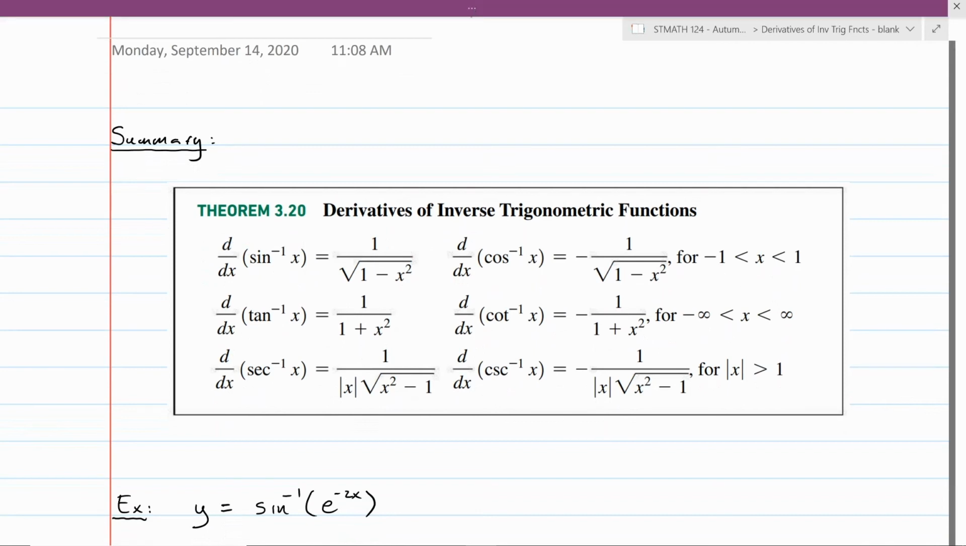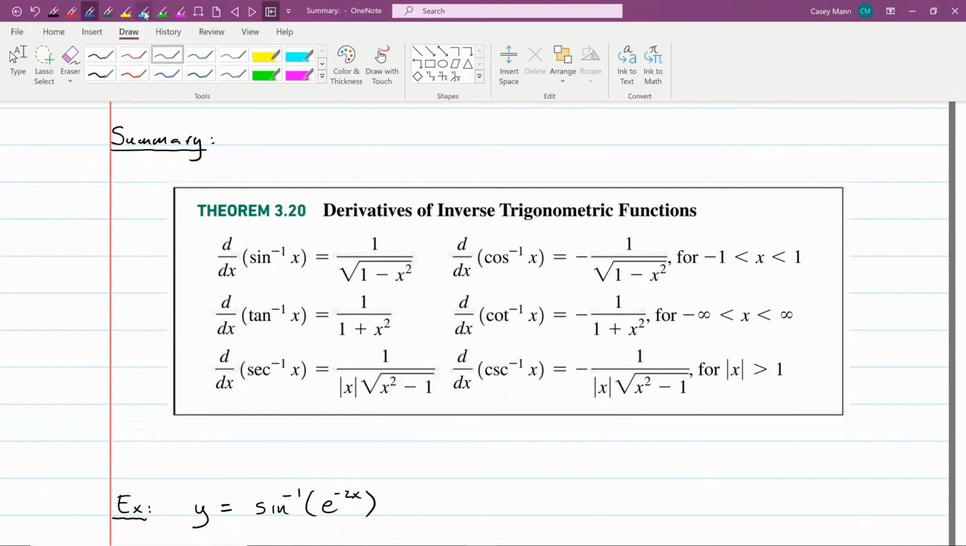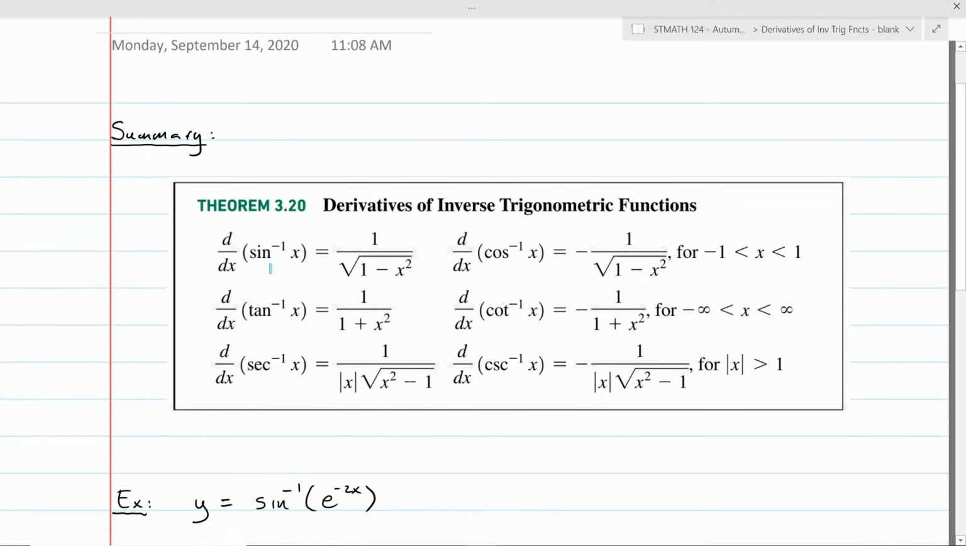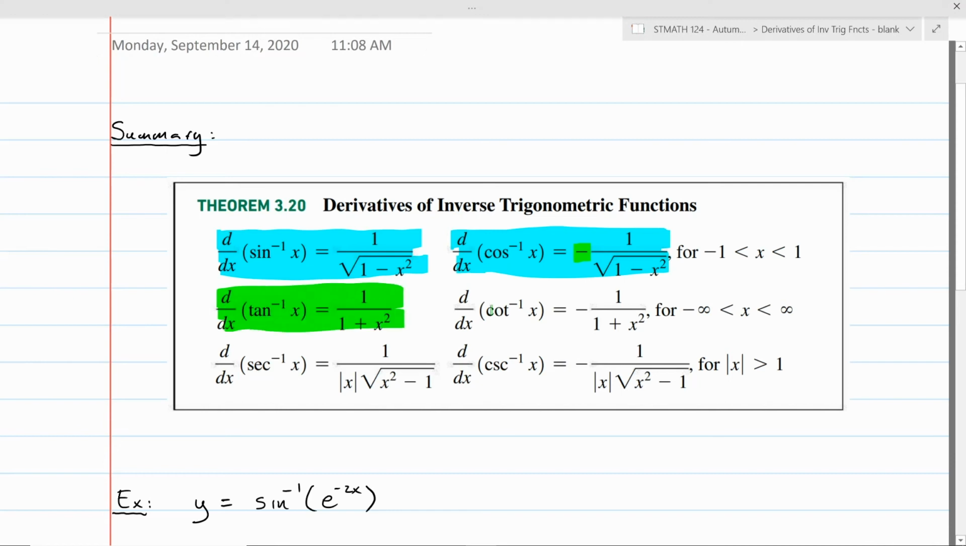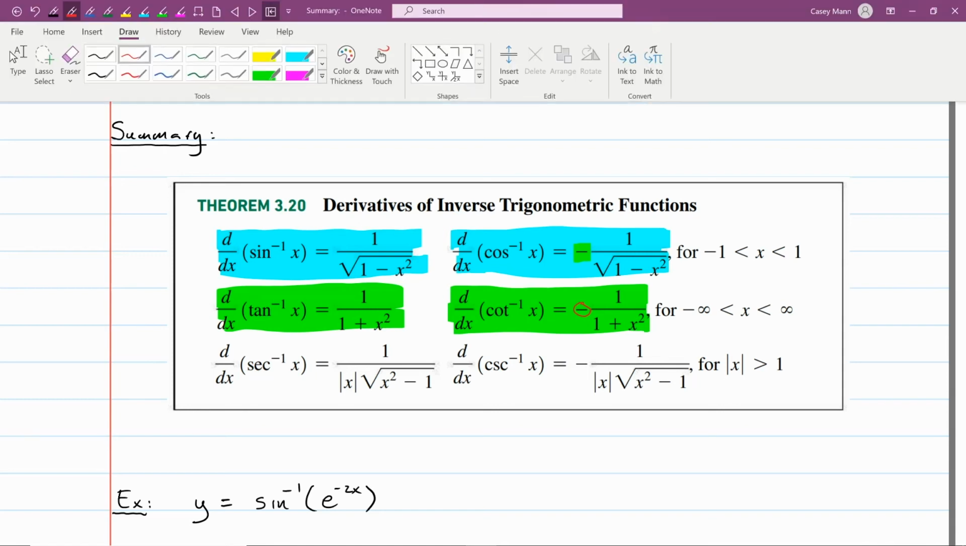The table's arranged nicely because, notice on this first row, when you compare the derivative of sine inverse to the derivative of cosine inverse, look how similar their formulas are. The only difference is the sign. Similarly, in the second row, the derivatives of inverse tangent and inverse cotangent are the same except for the sign. So this is nice. It means you don't really have to remember so much. You just have to remember which one gets the positive and which one gets the negative.